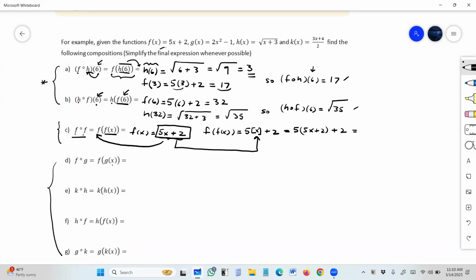And this is similar to the combination of functions that we've seen before, right? So just distribute the 5. So I have 25x plus 10 plus 2. So this is 25x plus 12. So f compose f is 25x plus 12. Okay, so not really that bad.